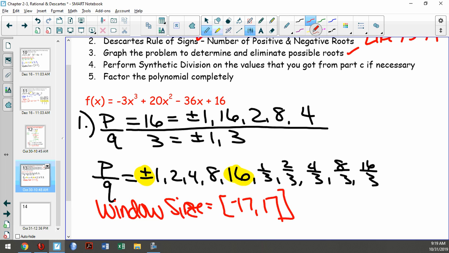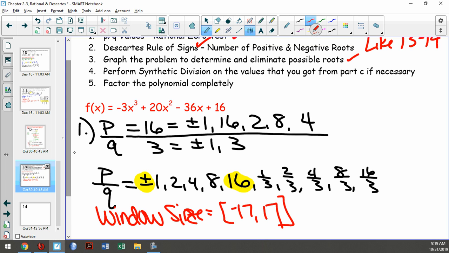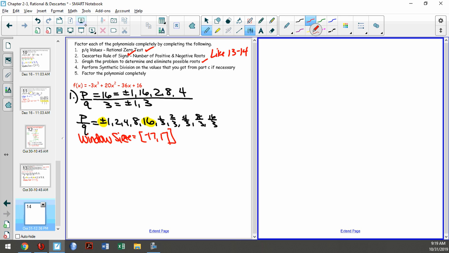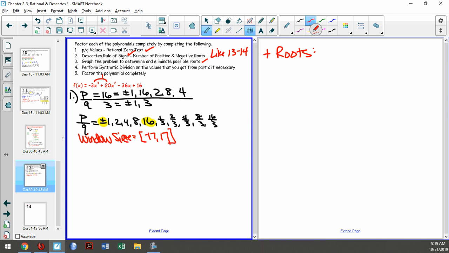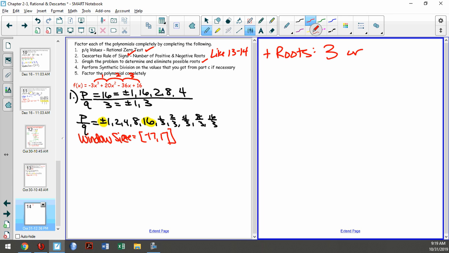Okay, so I've done number 1. What does number 2 want us to do? Number 2 wants us to do Descartes. So Descartes says that I'm going to find my positive roots. So my positive roots are going to be, I have a negative to a positive, there's 1. A positive to a negative, there's 2. A negative to a positive, there's 3. So I'm going to have 3 or what? 1. Do we understand that?